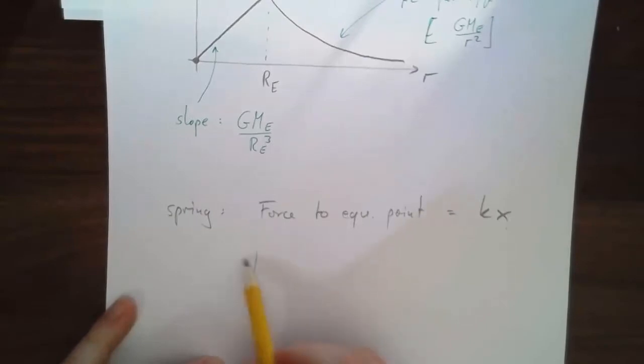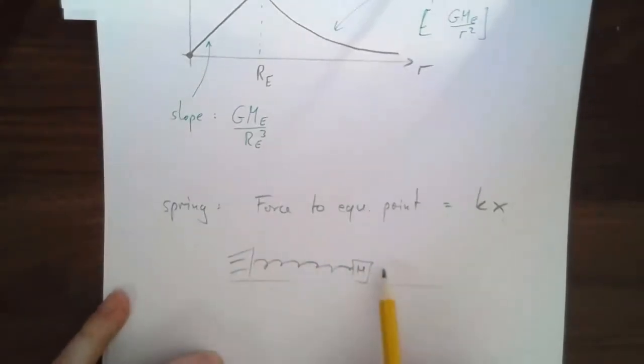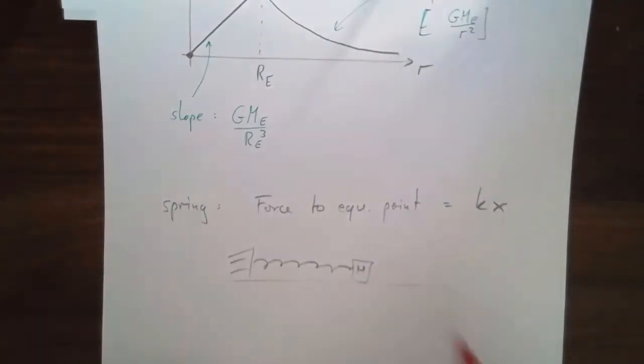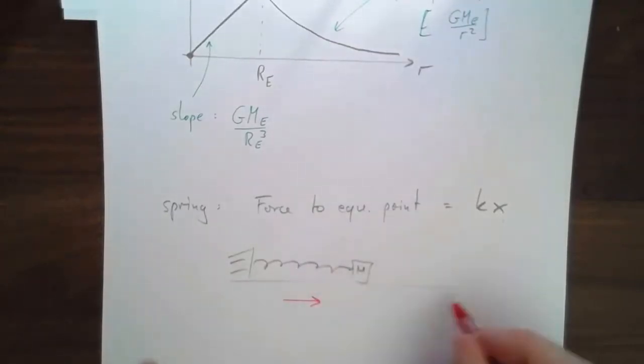So we draw this, right? Some wall, here's some mass, here's some spring. If you squeeze the spring, it's pushing right. If you stretch the spring, it's pushing left. So if this were here, it's squished, forced to the right. If it's over here, forced to the left.